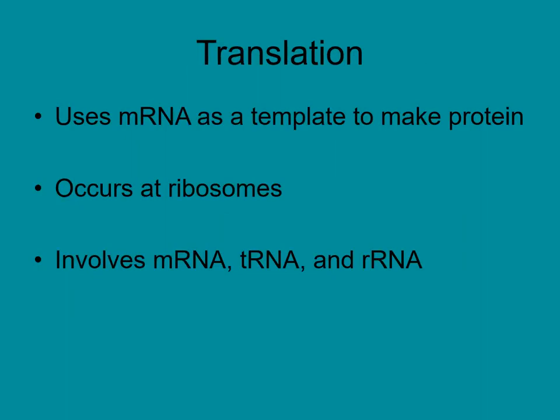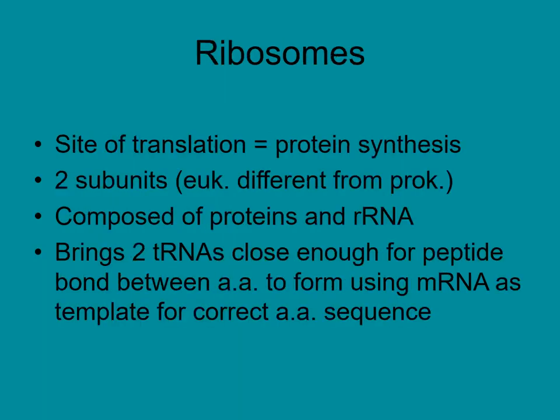Where does translation occur? This protein synthesis. You're going to use the mRNA that you just made as a template to make the protein. This is going to occur at the ribosomes. It involves your mRNA, your tRNA, which is transfer RNA, and your ribosomal RNA that we saw that was made in the nucleolus. So those ribosomes, which is the site of where the protein synthesis occurs, actually have two subunits that have to come together. The size of those subunits, just FYI, in eukaryotes, they're slightly larger than that from the prokaryotic cells.